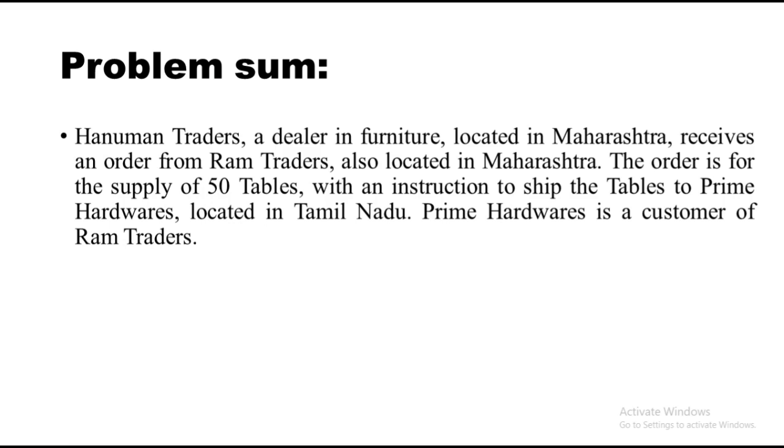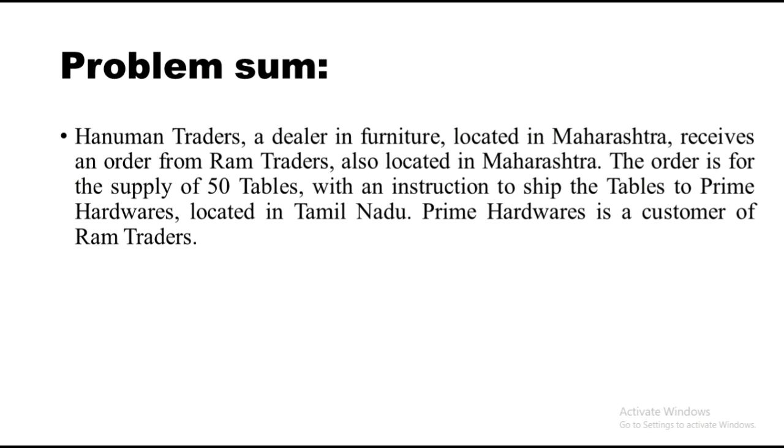Number one: Hanuman Traders, a dealer in furniture located in Maharashtra, receives an order from Ram Traders, also located in Maharashtra. The order is for the supply of 50 tables with an instruction to ship the tables to Prime Hardware located in Tamil Nadu. Prime Hardware is a customer of Ram Traders. So here the supplier is Hanuman Traders. The person who gave the order is Ram Traders, and on his instruction, he has told Hanuman Traders to supply the goods to a third party.